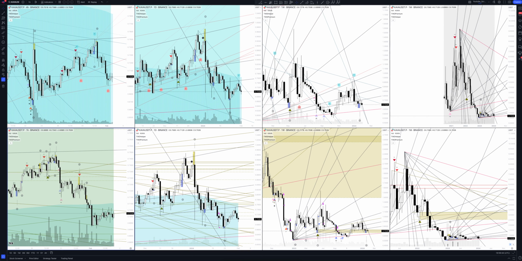Today we will take a look at Kava cryptocurrency. Let's analyze the market situation and find out how you can make money on it. Let's start. We always start our analysis from the global market.